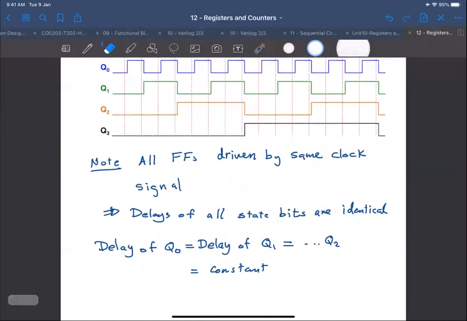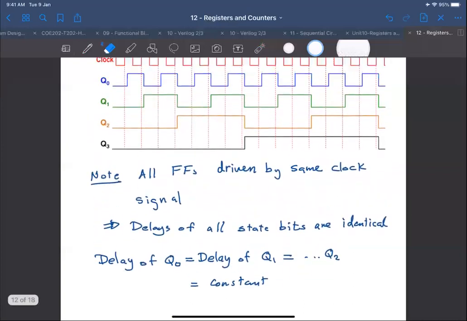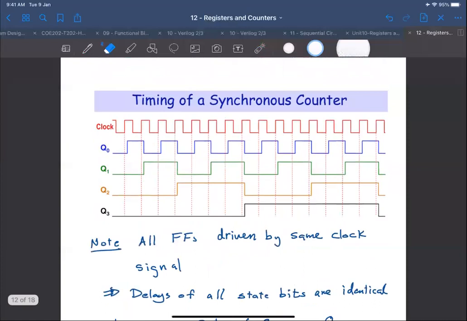Here the delay of Q0 equals the delay of Q1 equals the delay of Q2 and the delay of Q3, and they are all constant, which is basically the delay of the flip-flop. So this is an excellent feature of synchronous counters.